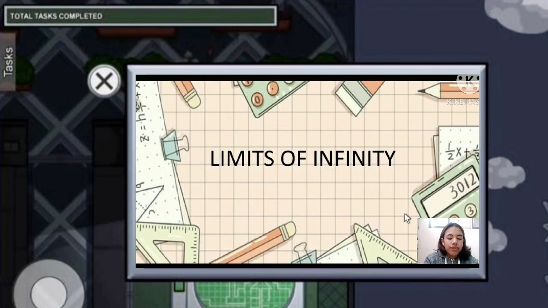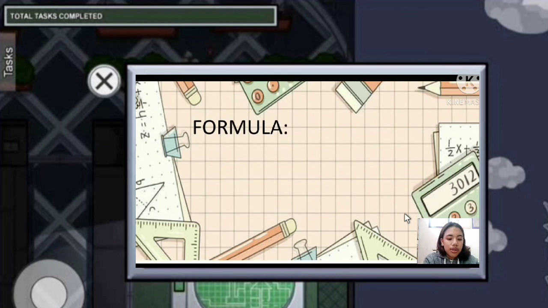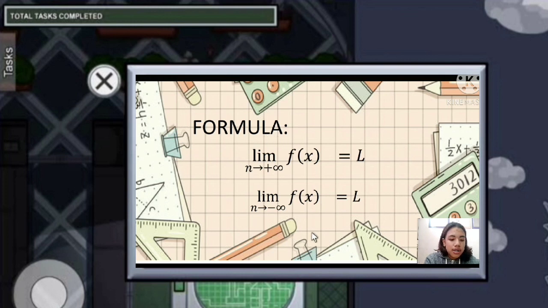Next is limit at infinity. In this topic, we will also use a table of values, and our x values are getting bigger and bigger because it will approach infinity. Our formula is just like our limits, but the difference is we will approach positive or negative infinity. So let's have our example.